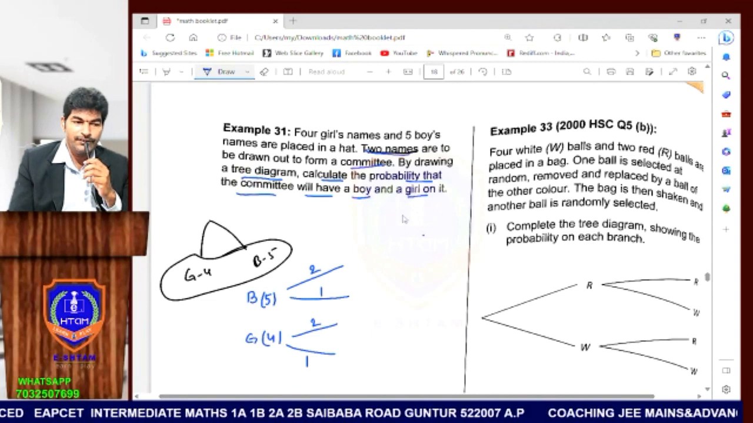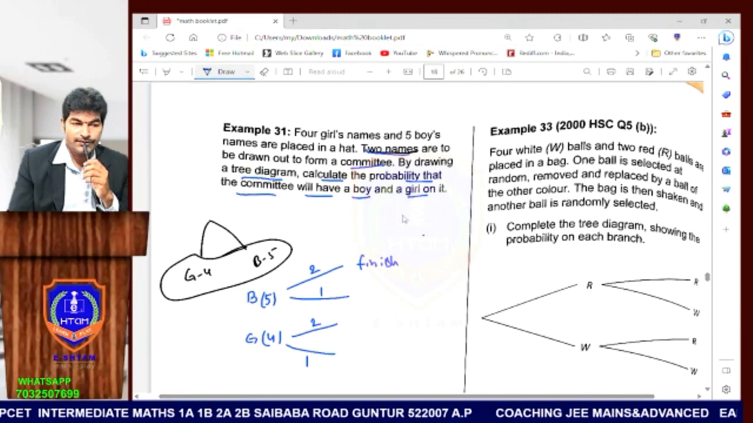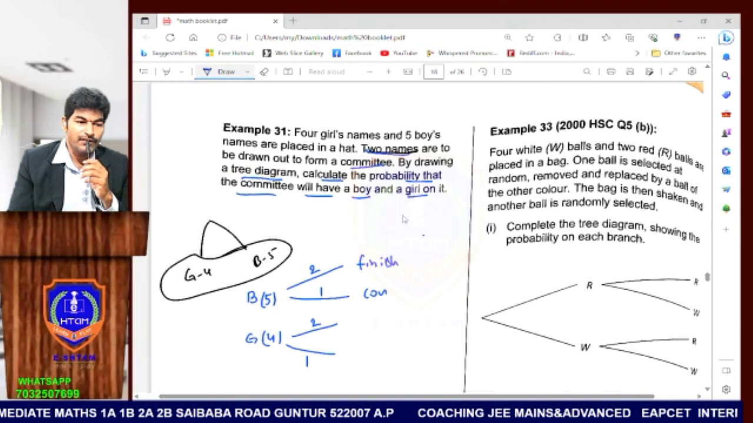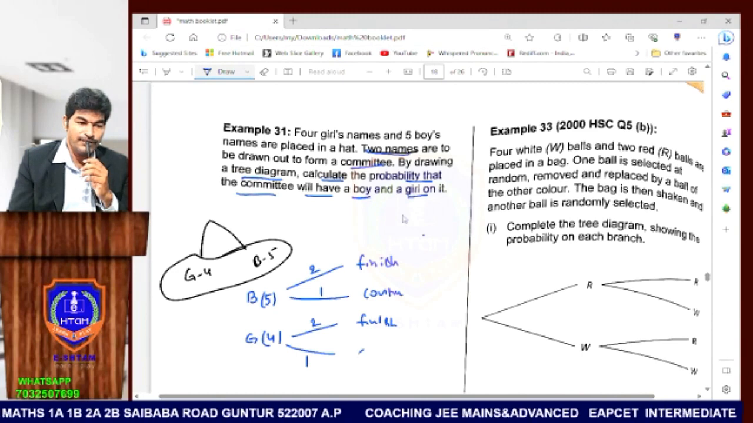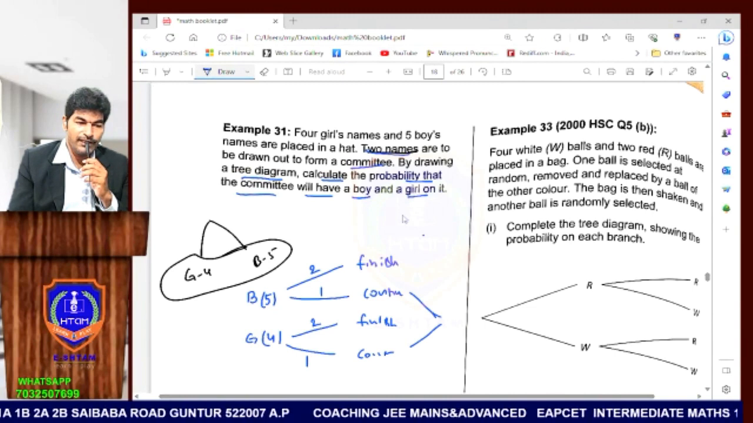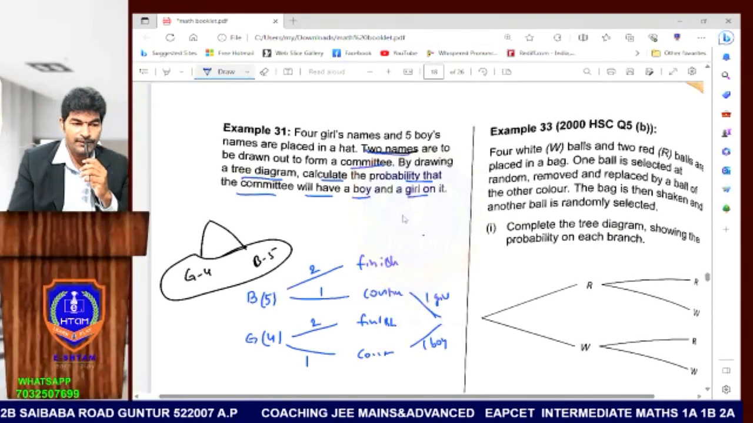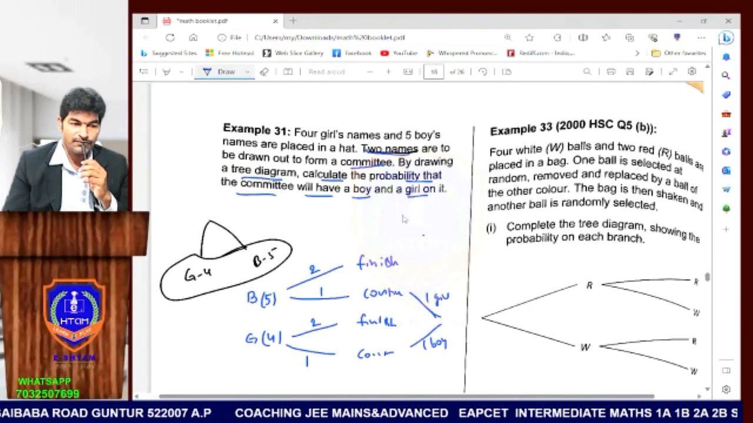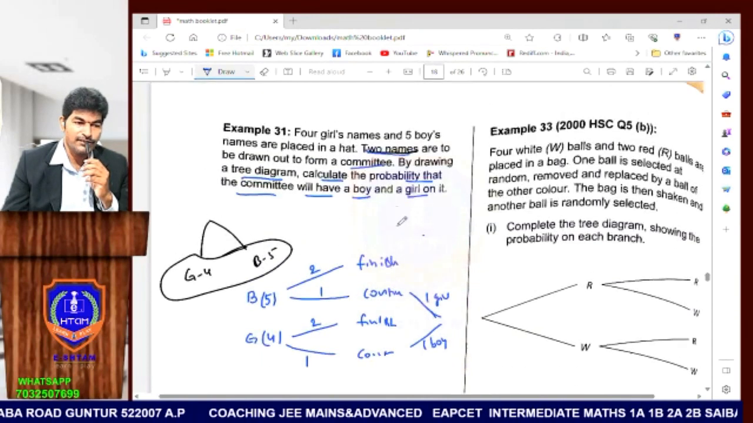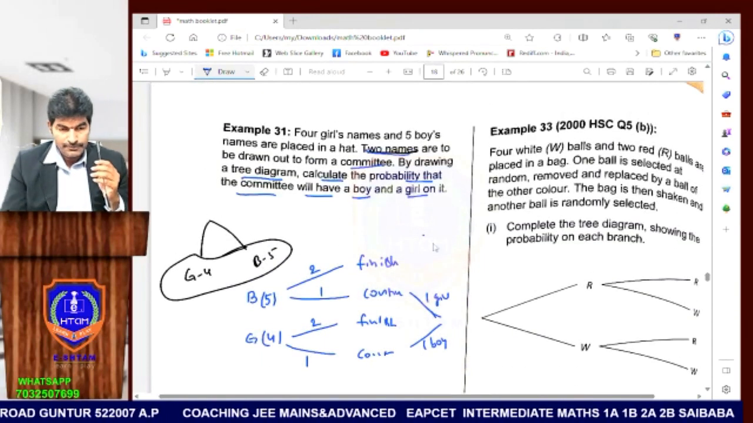So here it will finish. If you select 2 boys to make a committee, actually the committee needs 2 members only. So the committee finishes, and the committee will continue, right? The committee will continue and this is also finished. Committee finished and committee will continue. And the committee will continue for selecting 1 boy and 1 girl. 1 more girl required and 1 more boy required for making a committee. This is a tree diagram for this situation. He just asked to make the tree diagram. Okay?